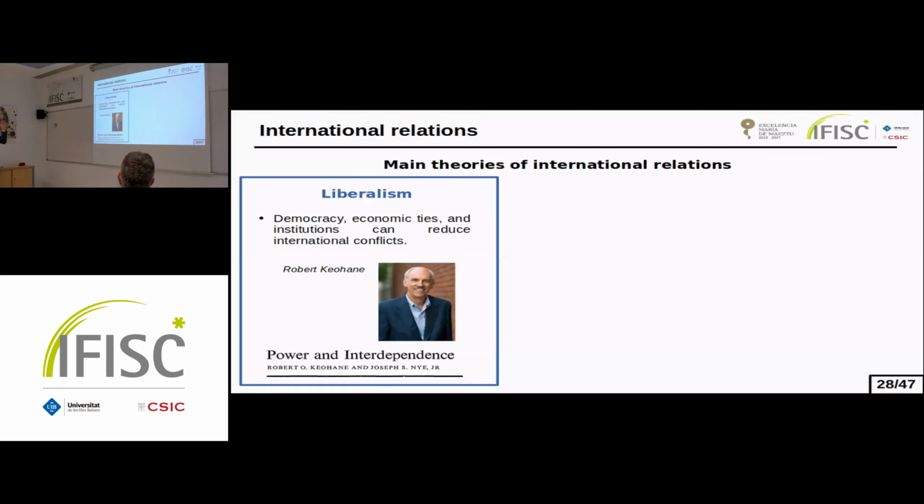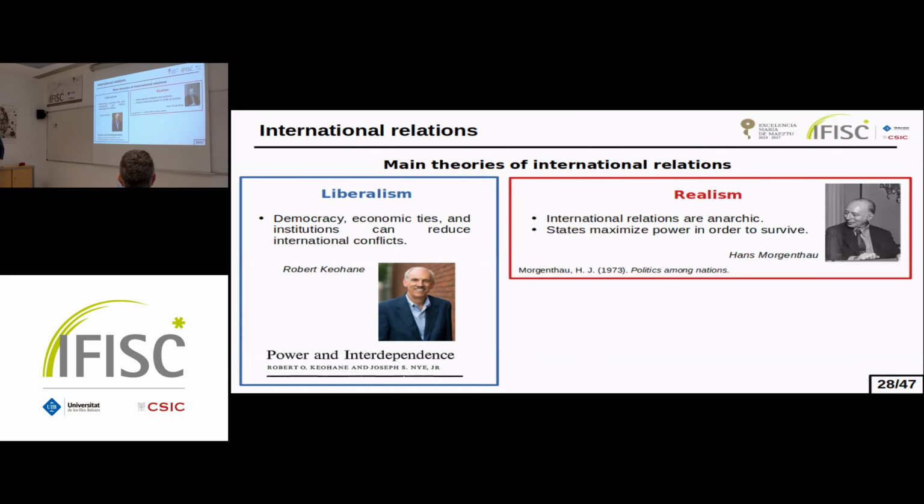On the one hand, we have liberalism, which is a theory that states that democracy, interdependence, and institutions are able to promote peaceful relations among countries. And by the way, this article that I mentioned at the beginning is part of the liberalist most important works. And on the other hand, we have realism that says that international relations are anarchic, there is no higher authority, and therefore the only way for countries to ensure survival is to accumulate as much power as they can. And this is the key reason behind conflicts.